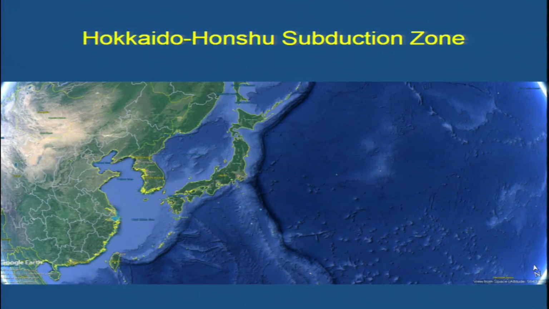Similarly, this is another subduction zone, Hokkaido Honshu. Here also you can demarcate a very clear boundary between the oceanic and continental landmass. So this is the oceanic plate, and which ocean? This is the Pacific Ocean.